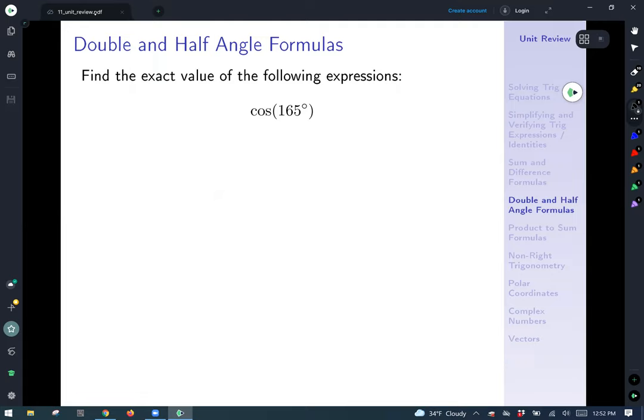All right, that's enough sum formula ones. That's quite a bit. So let's look at this one. The title change: double and half angle formulas.